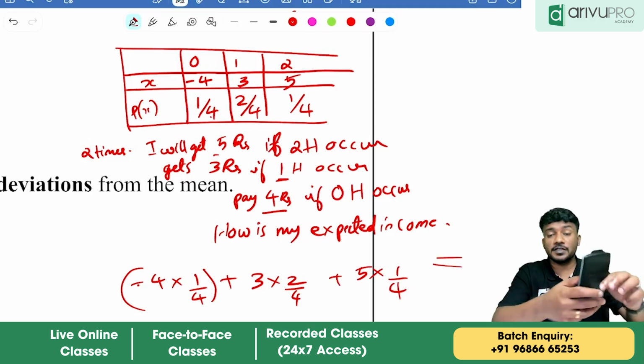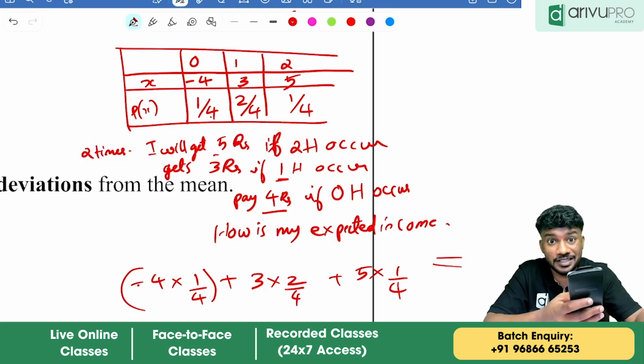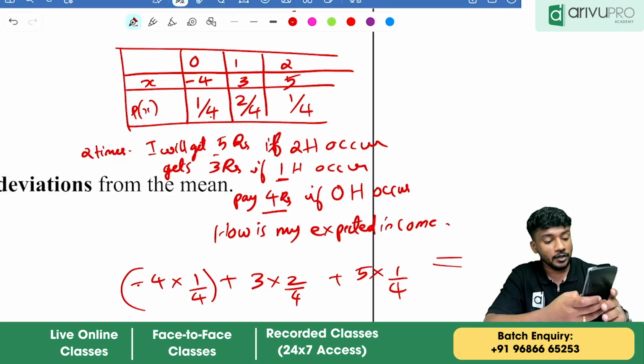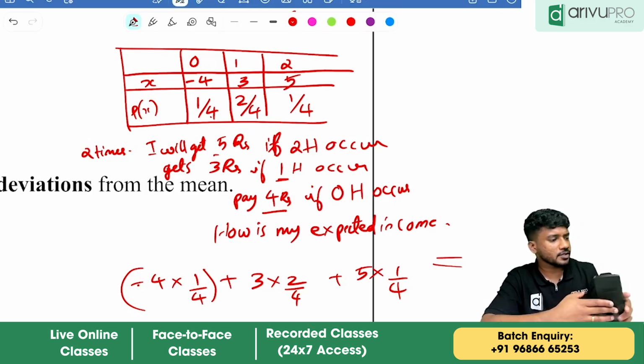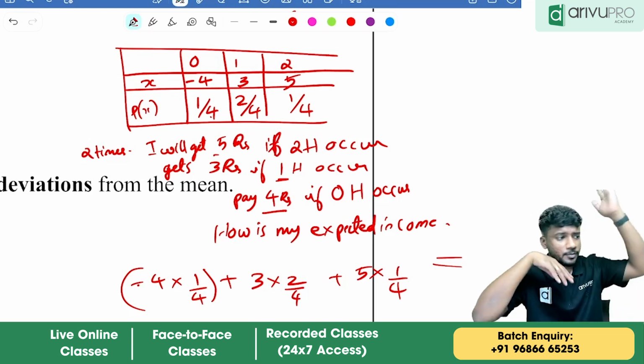The normal way of solving it, then we will solve it using the calculator trick. So 4 into 1 by 4, that means 4 by 4. Then change the sign. Plus, put the bracket, 6 divided by 4, close the bracket. Plus 5 divided by 4. Then close the bracket. How much is the expected income you are getting? Sheikh, how much is the expected income?